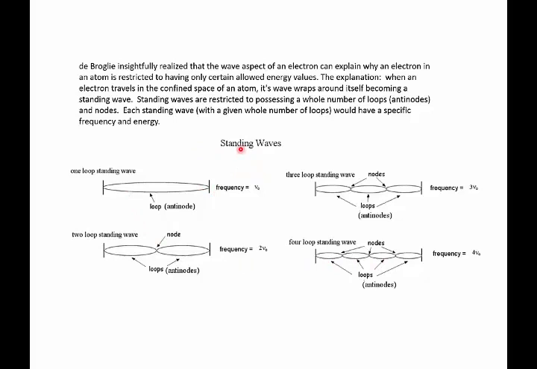So the assumption is that when an electron is trapped inside an atom, its wave wraps around itself, and the wave is a standing wave. Now, in order to exist, the standing wave must have a whole number of loops. You can't have 1.5 loops for the electron wave. It could have, let's say, whole number 1, whole number 2, 3 loops. Each of those possibilities would correspond to a fixed frequency and a fixed energy. That's why the electron is restricted to having specific energy values, because each of its possible standing waves would have a corresponding frequency and specific energy.